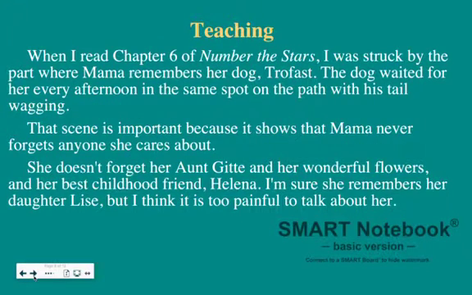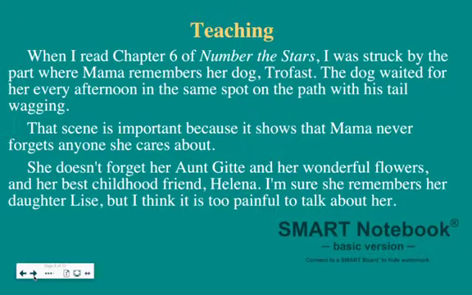Yep. Okay, sorry. So when I read chapter 6, I was struck by the part where Mama remembers her dog Trofast. The dog waited for her every afternoon on the same path in the same spot, right? They were talking about visiting Henrik and where Mama grew up, because Mama grew up in the country. Right now they're in Copenhagen, a city in Denmark. They're talking about going to the country because there are not as many Germans there as in the city. The scene is important because it shows that Mama never forgets. Just like the dog, she never forgets anybody she cares about.